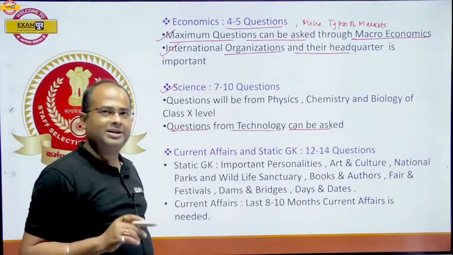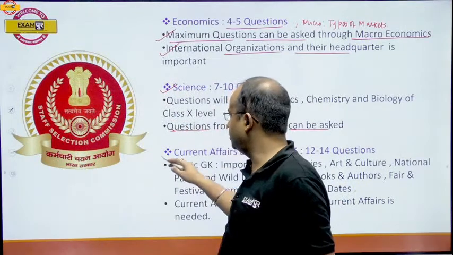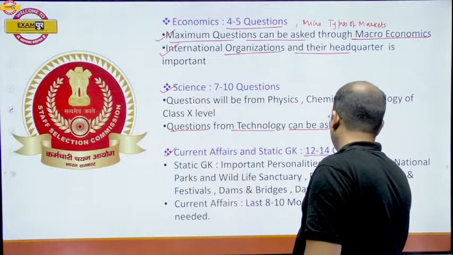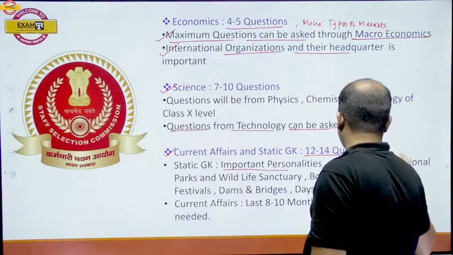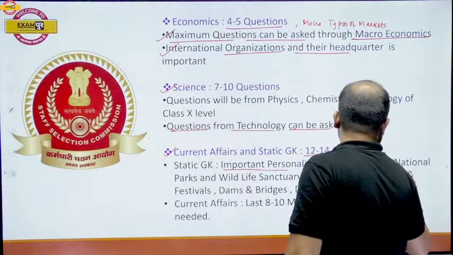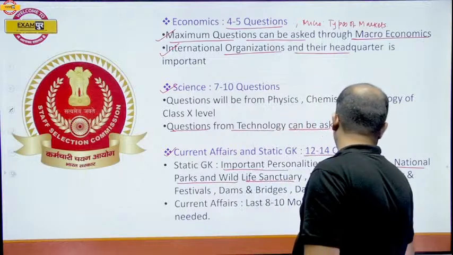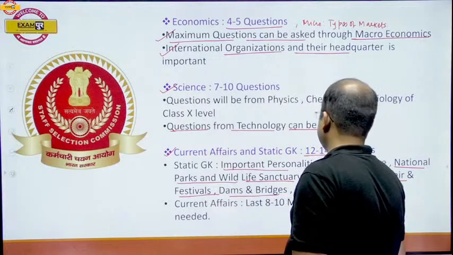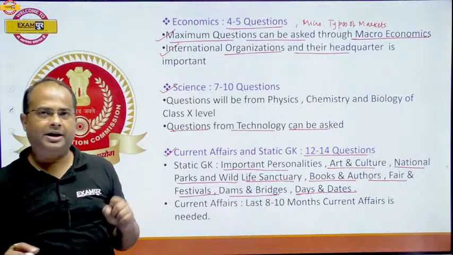Now come to current affairs and static GK. Around 10 to 12 to 14 questions they will be asking, so this has become an important segment other than social sciences. Static GK: what can they ask? Important personalities, art and culture related to dance, music, different types of dance and music, national parks, wildlife sanctuaries. Other than this, books and authors, fairs and festivals, dams and bridges, days and dates. These are the questions related to static GK.